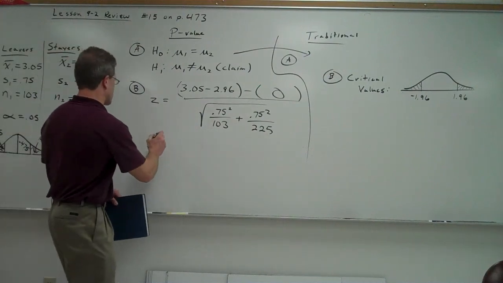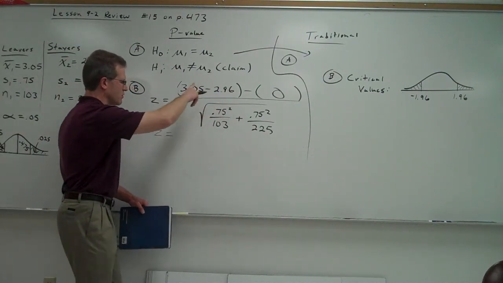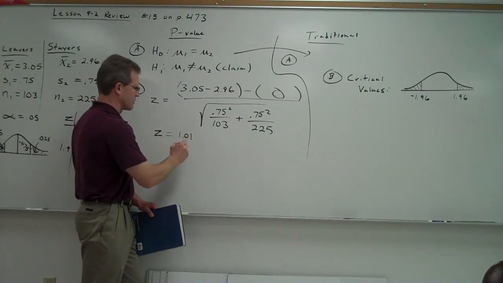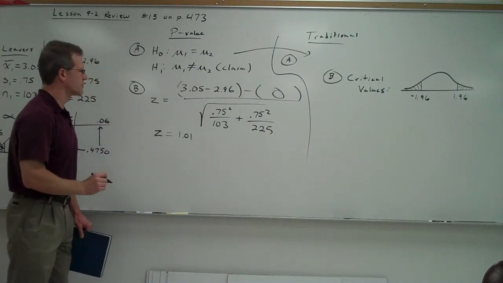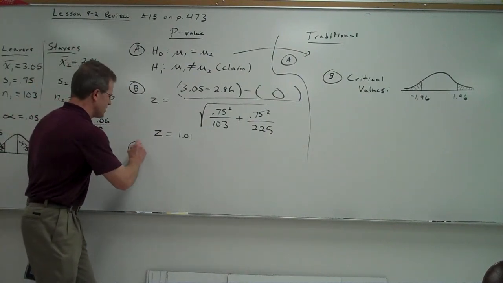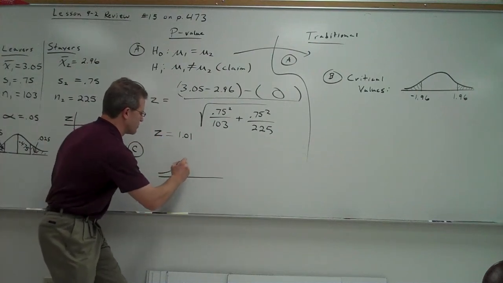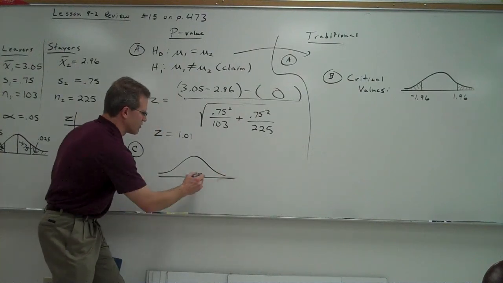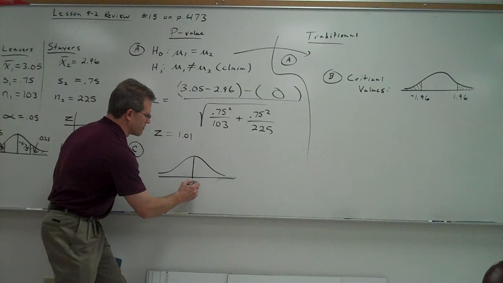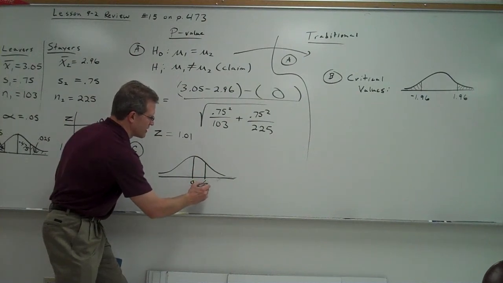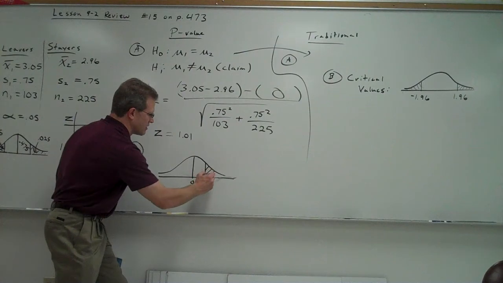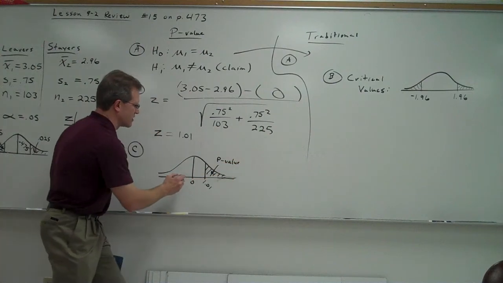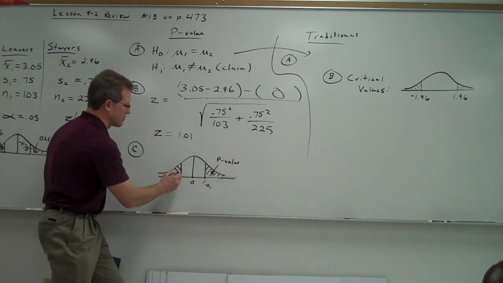Okay, anyway, let me finish this off. Anyone type this in or know what that comes up to? 1.01. Okay, so that's our test value. Step C, what you do is you look at your z-distribution, your standard normal distribution. If you're doing the p-value method, you go 1.01, which 0 is always in the middle, remember? So we're 1.01 standard errors to the right of the mean. This value right here is called the p-value. But actually, you're going to have to double it because it's 2-tailed, so you got to count both sides.